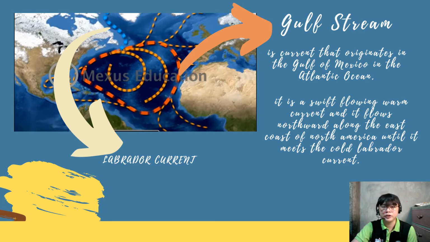So the warm Gulf Stream is forced to move in the northwest direction by the westerlies. As it moves across the ocean, the current is known as the North Atlantic Drift. And later you will know how important this Gulf Stream and Labrador Current are in providing life in our oceans.